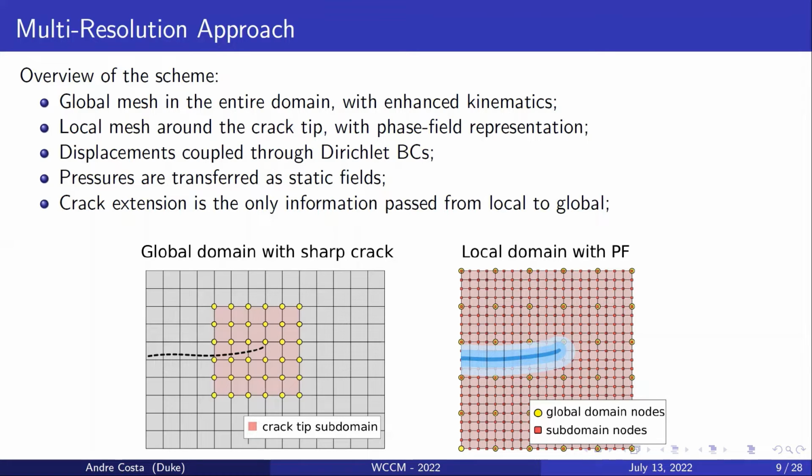We then solve the global problem, assuming that the crack geometry is fixed. With the obtained solution, we then launch the local problem by passing the displacement field as a boundary condition and the pressure as static body forces. Importantly, we do not solve for pressure in the local domain. The solution computed with the phase field in the local domain then informs the global domain about crack extension. These global to local iterations are repeated until an equilibrium configuration is reached.